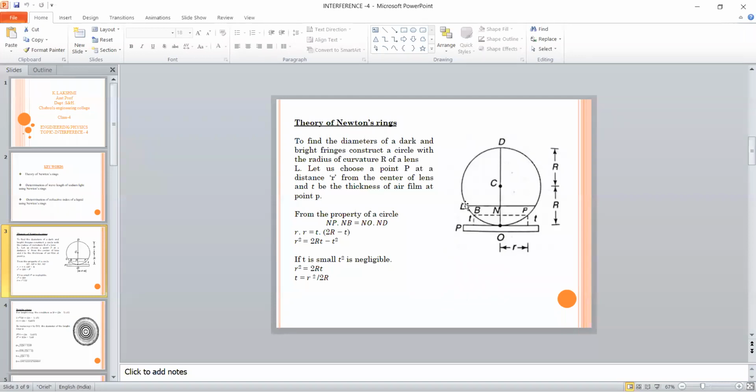So here, this is a plano-convex lens. This is the plano-convex lens, L, and this is the glass plate. In between the plano-convex lens and the plate, there is a medium, that is air medium. Now here, what is capital R? Capital R is the radius of curvature of the given plano-convex lens.